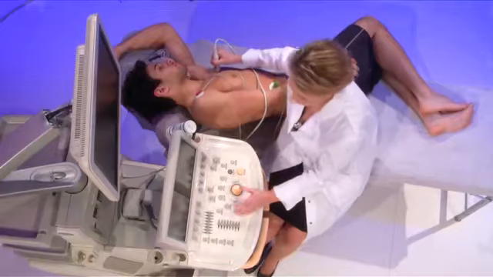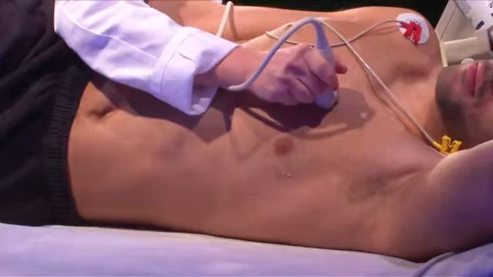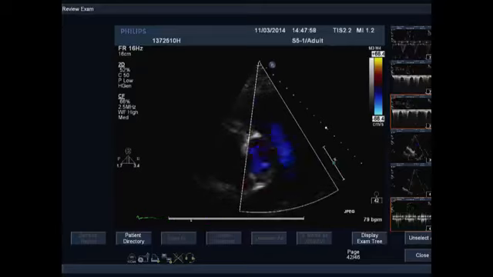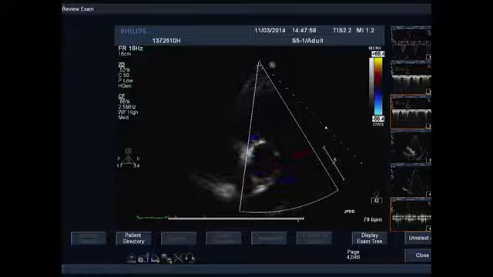So then we change the probe and we go back to the parasternal short axis view of the right ventricular outflow tract. And from this view, with the color Doppler, we will be able to exclude significant pulmonary regurgitation. If we have pulmonary regurgitation, in order to assess the pulmonary end diastolic pressure, we will use again the Bernoulli equation, this time with the pulmonary regurgitant velocity.